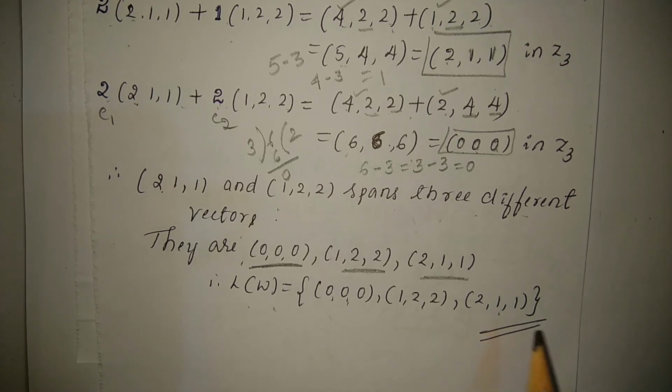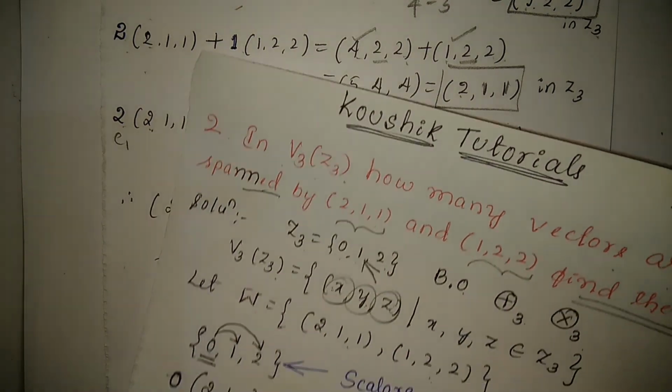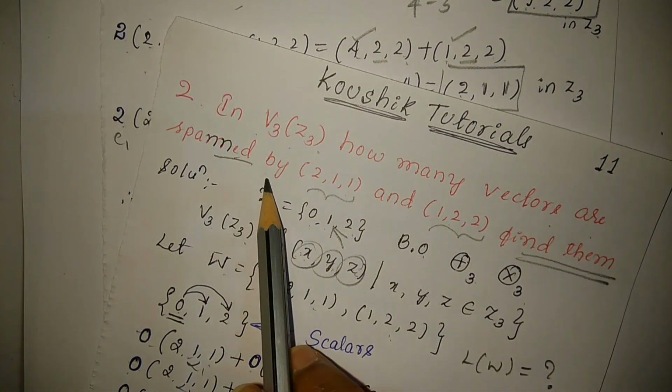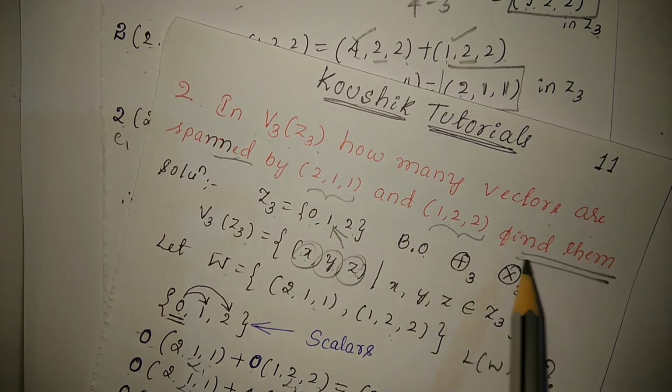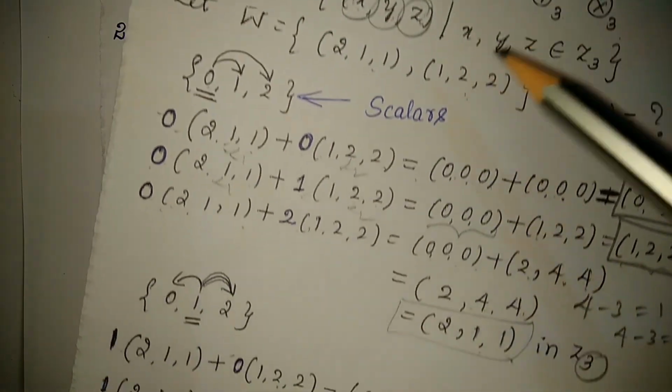Is it clear? So in the exam, if they ask in V3 of Z3, how many vectors are spanned by 2, 1, 1 and 1, 2, 2, find them, you just write like this.